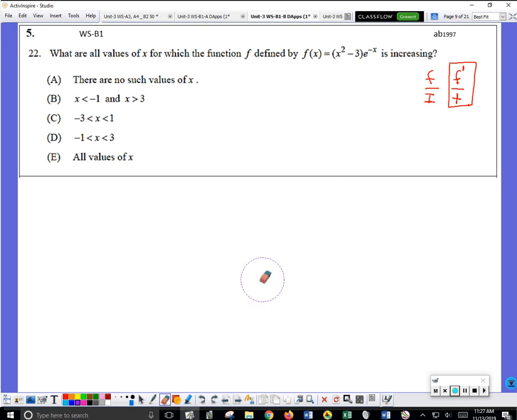Okay, so we need the derivative. That part you already know how to do. So F prime is going to equal second function multiplied by derivative of the first. But the derivative of the first is simply 2x. Just wave at me if you need more detail there.